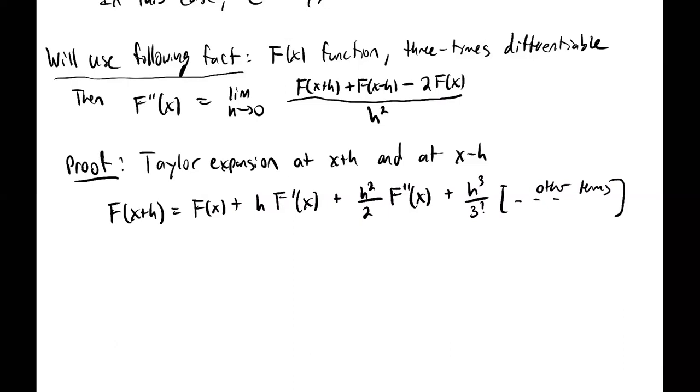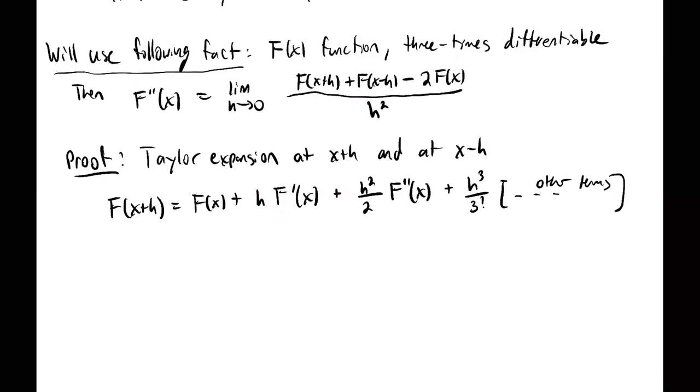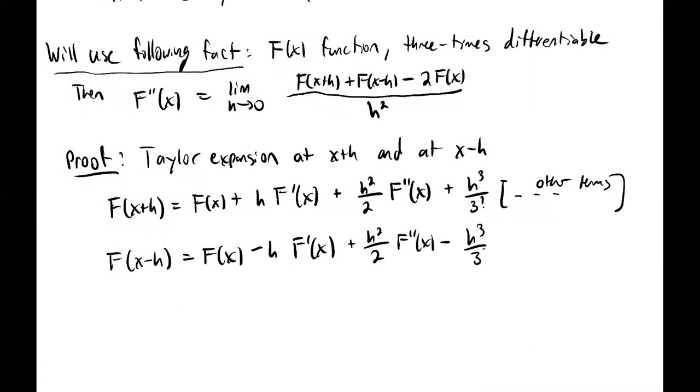But since we're going to view h as very small, we're taking the limit as h goes to 0, it's going to turn out these terms will be negligible. So I'm just going to write h cubed times the rest. Now let's write out the same formula for f of x minus h. It's going to look exactly the same, except now we get a minus sign in front of h. So this is f of x, and now we have minus h f prime of x. If I take negative h squared, it's just h squared again, so we get that. And then we have minus h cubed over 3 factorial times the other terms.